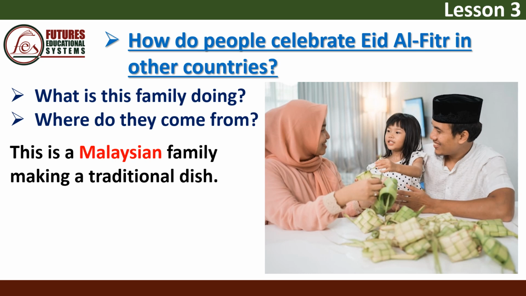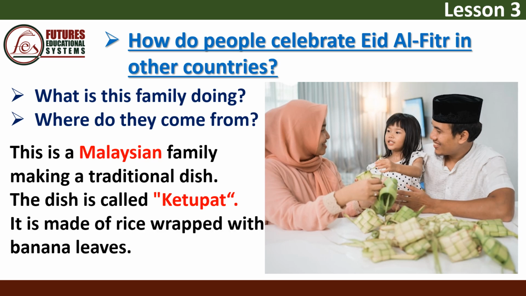This is a Malaysian family. They come from Malaysia. And they are making a traditional dish. Okay, so this is something that is eaten. The dish is called ketupat. It is made of rice wrapped with banana leaves or pandan leaves. So it is rice, and this rice is wrapped with banana leaves. And this is how the ketupat looks.